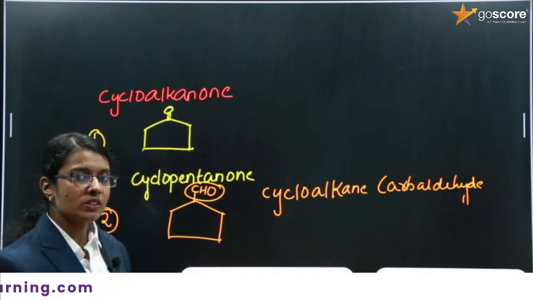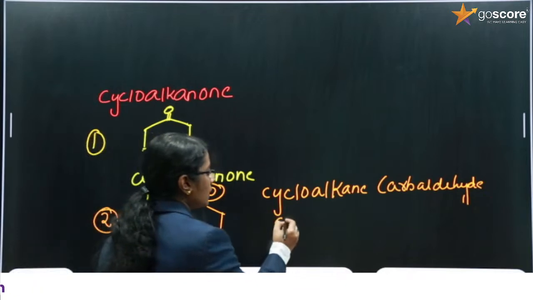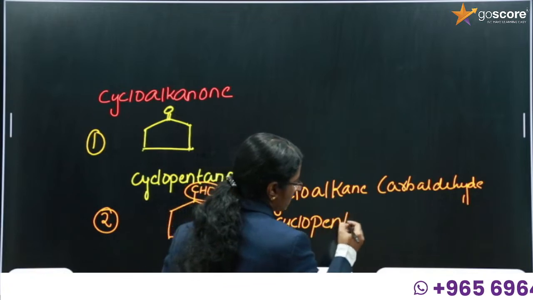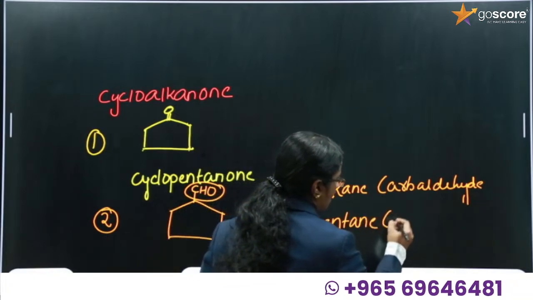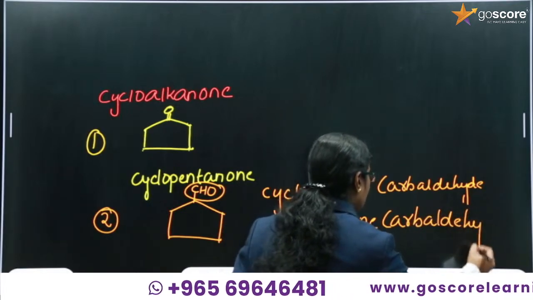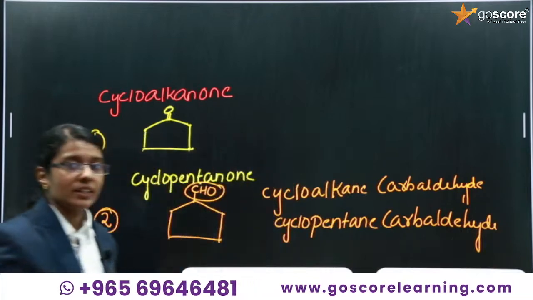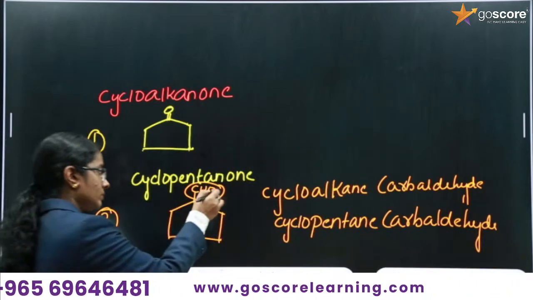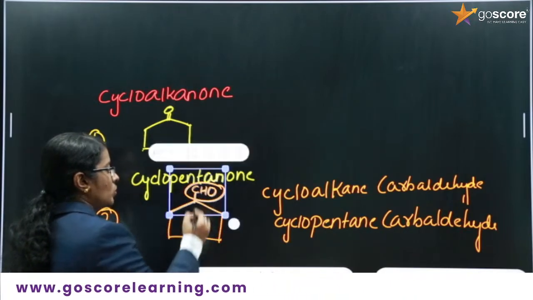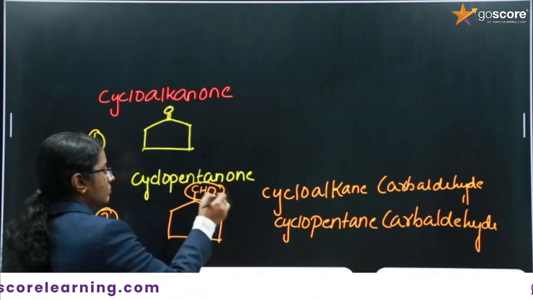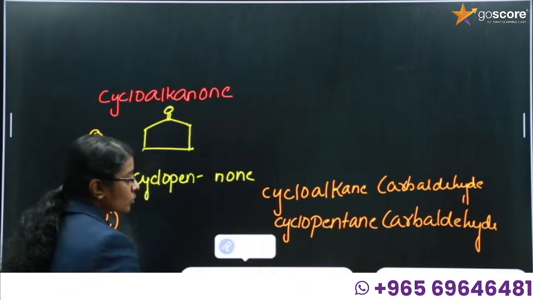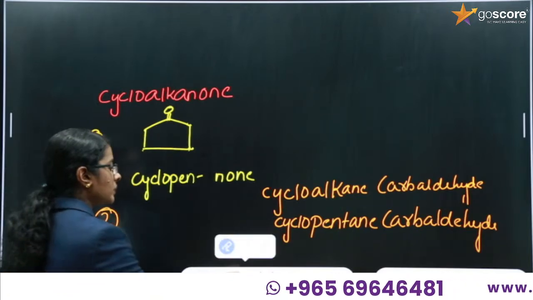So what will be the name of this compound? It is cyclopentane carbaldehyde. Cyclopentane carbaldehyde. Is that clear? So suppose I change this CHO group to C double bond O. Then what will be the IUPAC name?